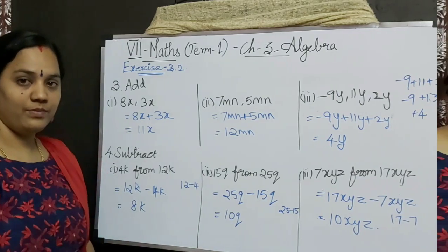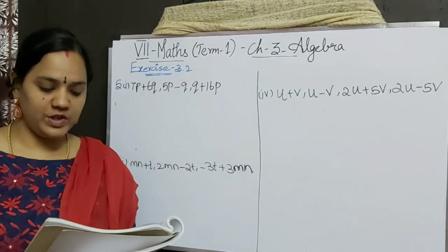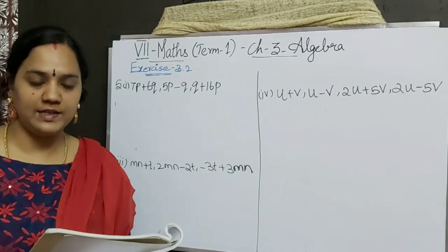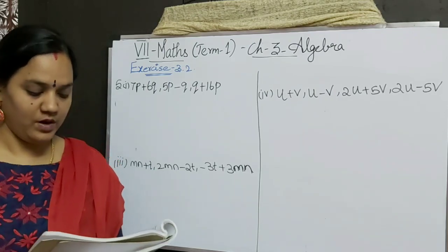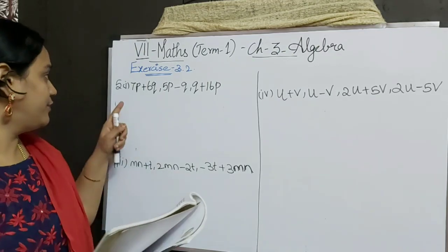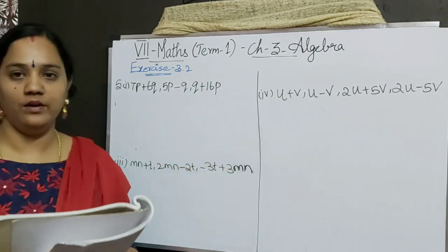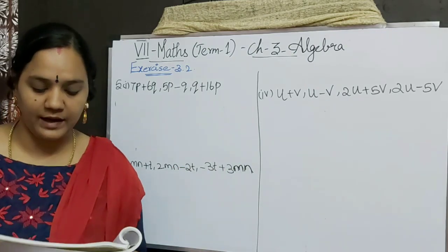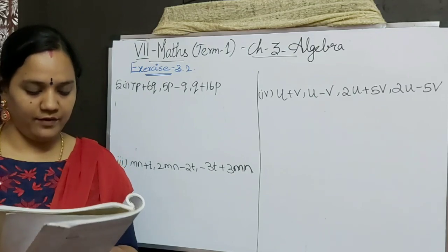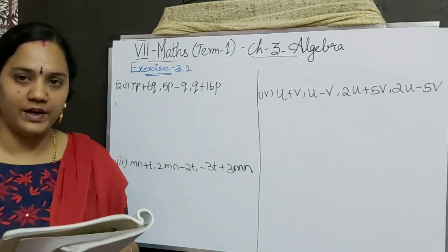Okay. Fifth problem, the question is find the sum of the following expressions. Sum means addition. Now they have given 5 options. I am going to do the first one, third one and fourth one. You have to try the second option and fifth option. Second and fifth options are very easy, you can try them on your own.